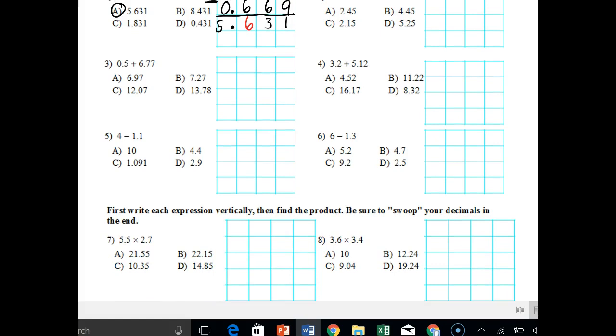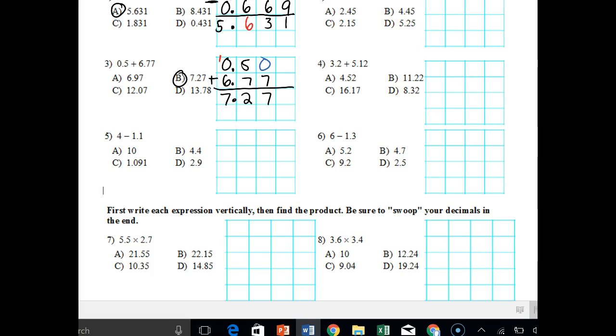Number 3, again, line up your decimals. It doesn't matter which number you put on top. 0.5 plus 6.77. We have an empty space, so we need to fill it in with a 0. I'm adding, and I can go right to work. 0 plus 7 is 7. 5 plus 7 is 12. I want to carry a 1 here. And then 1 plus 0 plus 6 is 7. So that's not 727. Put down your decimal, 7.27. And B is your answer.